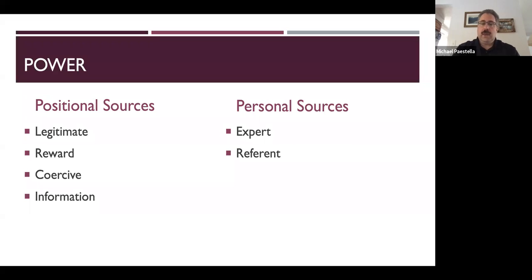And those we're going to look at too in regards to, is it the position? Is it the person? Is it a combination? How does power affect what you're doing with your student organization?